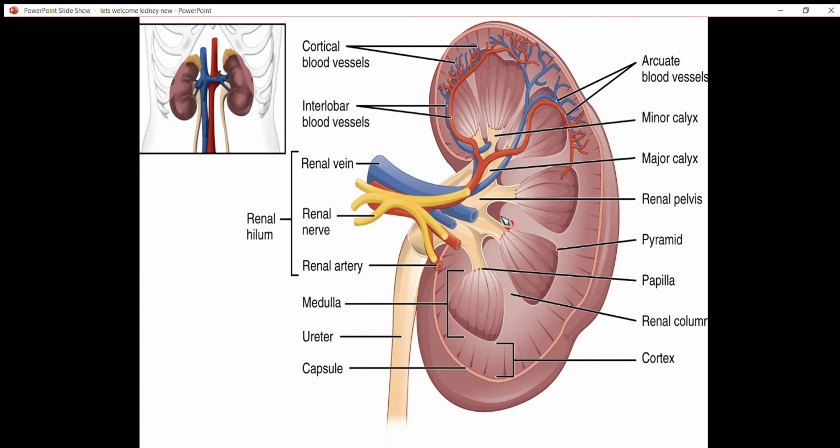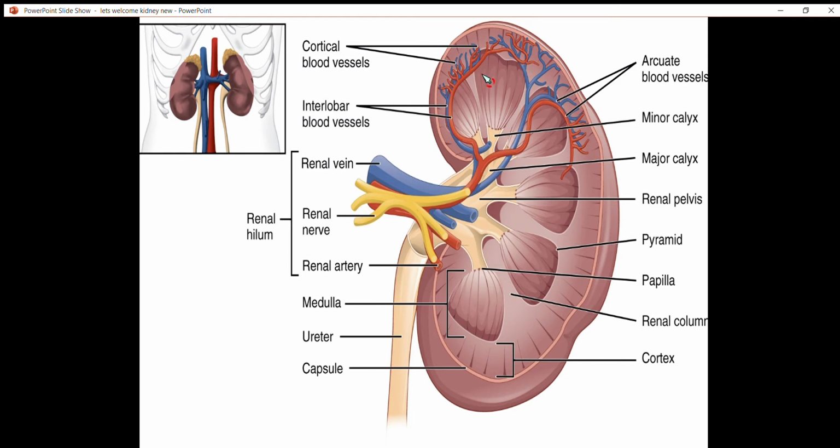Then if you move onward towards the pelvis, these are your minor calyces. Here you can see the words written, the minor calyces. All these minor calyces are opening into the major calyces. Follow my cursor: this is your minor calyx, and this is your major calyx, and these are opening into the pelvis. So this is, you can say, a brief physiological anatomy of the kidney.